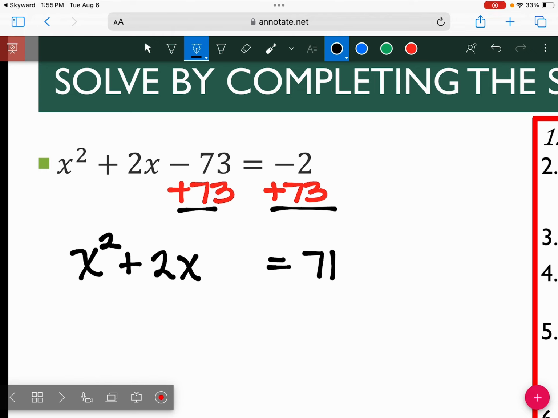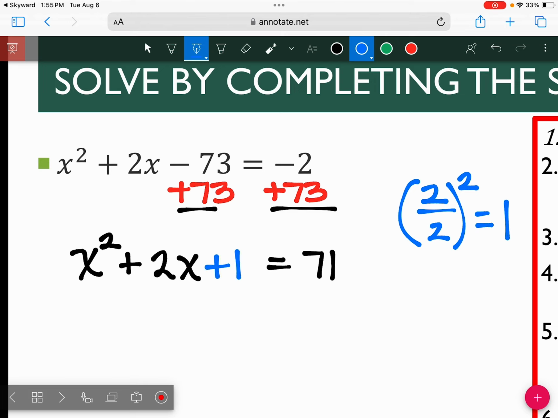Okay, so now we don't have to worry about step 2 because A is 1. So we're going to skip down to step 3. B is 2. So you're going to take B over 2 and square it. So 2 divided by 2 squared, which is 1. So we're going to add a 1 here and add a 1 here.